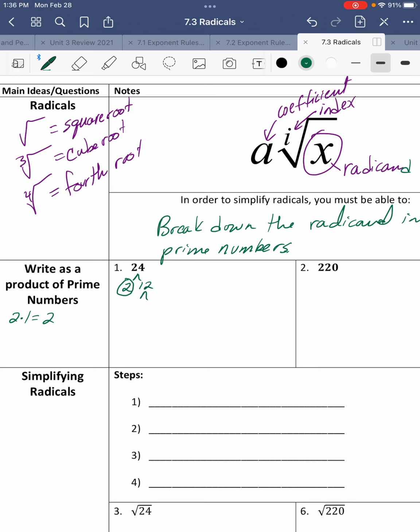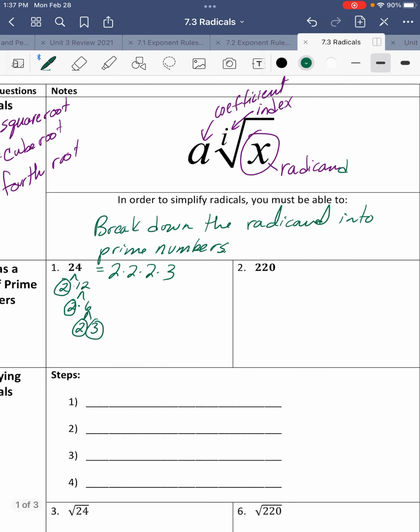There's 12 times 1, but then there's also 6 times 2. So 2 times 6. 2 is a prime number. 6 is not, because there's also 2 times 3. 3 is a prime number because the only way to get 3 is 3 times 1. All right, so now I'm going to write out my prime numbers, the ones I circled. I have 2 times 2 times 2 times 3. And there is 24 written out in prime numbers. 2 times 2 times 2 times 3 is 24.